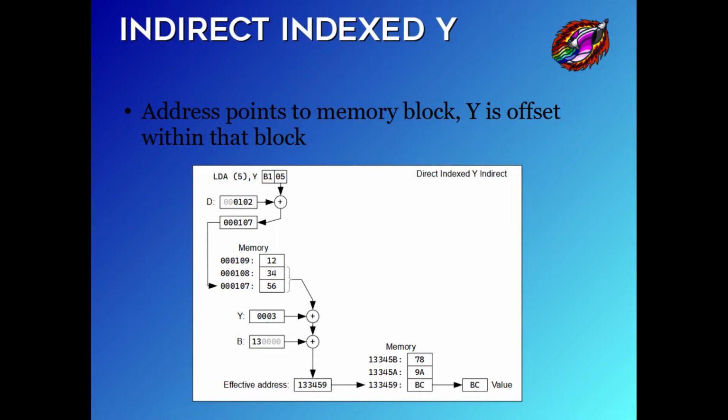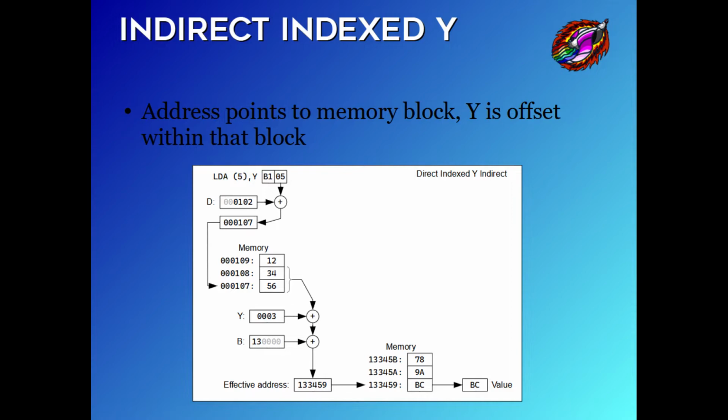Now again, with this addressing mode, you can either do a near 16-bit operation with parentheses, which is what we're doing here, or you can do a far indirect indexed Y operation where we'd have square brackets. Because this is near, we're just using the 16 bits, and we need to look at the databank register. The databank register, which in this case is 13, we tack on to the 16 bits from the previous calculation, which is 3459. So the final effective address is 133459. We look in that memory location, we have BC there, and that's what we load into the accumulator.